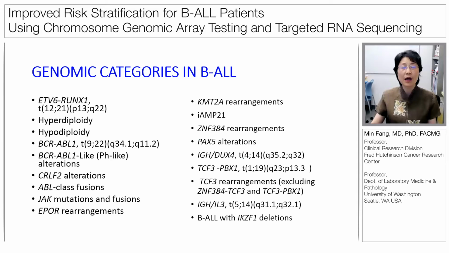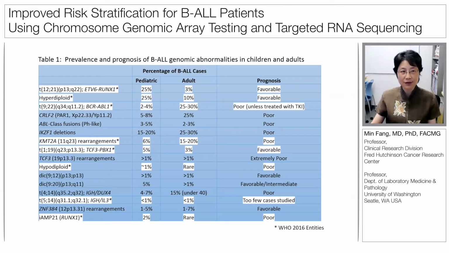Of course, most importantly, are the genomic abnormalities. So the paper was structured according to the genomic categories listed in this slide. The authors wrote nicely in detail, summarizing all the current literature evidence on different categories here. And most useful to our readers is probably the summary table, table 1. It shows the prevalence and prognosis of B-ALL genomic abnormalities in both children and adults. The highlighted rows are those entities included in the WHO 2016 version.